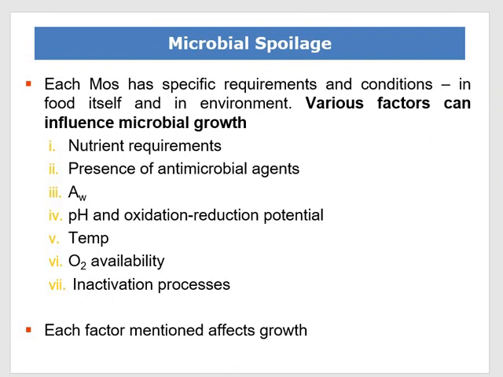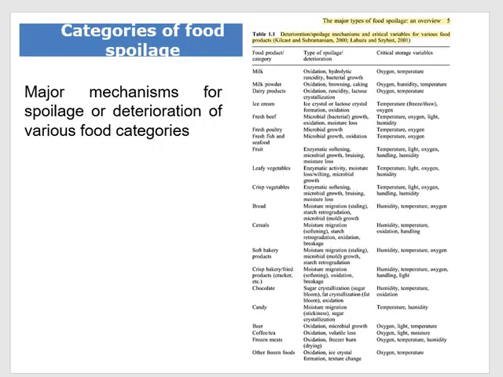And then also inactivation processes. What processes are being used? Are we drying the product? Are we heating it up? Are we canning? How are those microorganisms dying in terms of that process of inactivation? So each of these factors mentioned here will definitely affect the growth. It affects whether the microorganisms proliferate or not.